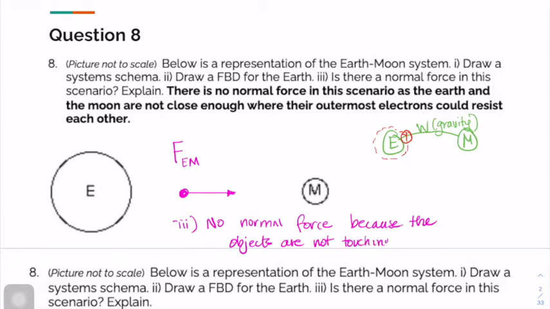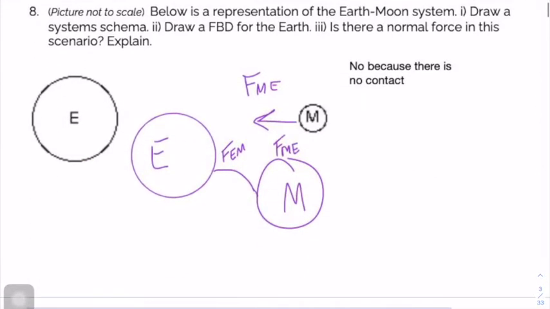Okay, so let's see what you guys have done. Okay, this is pretty good. Major problem is that we are drawing a free body diagram for the Earth. These people did a free body diagram for the Moon. Otherwise, this answer looks great.